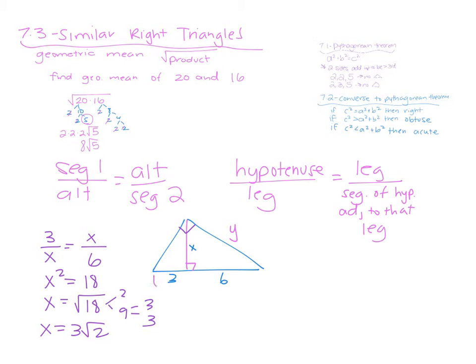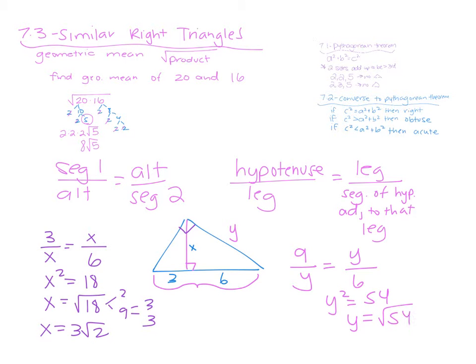Which is the hypotenuse, and by hypotenuse we mean hypotenuse of the big triangle, which would be 6 plus 3 or 9, over the leg, which is y, equals the leg, which repeats, over the segment of the hypotenuse adjacent to the leg. So which part of that hypotenuse is next to y? 6. And then I'd get y squared equals 54.